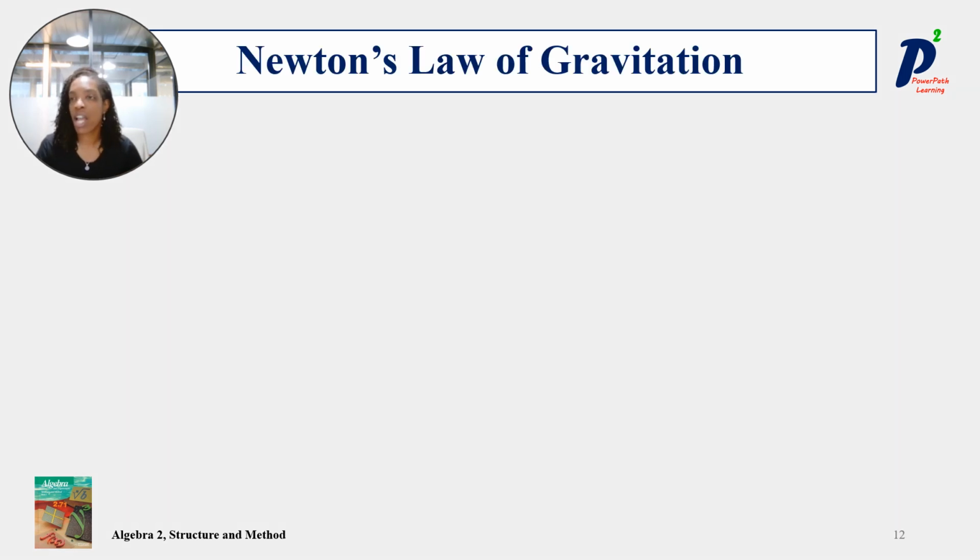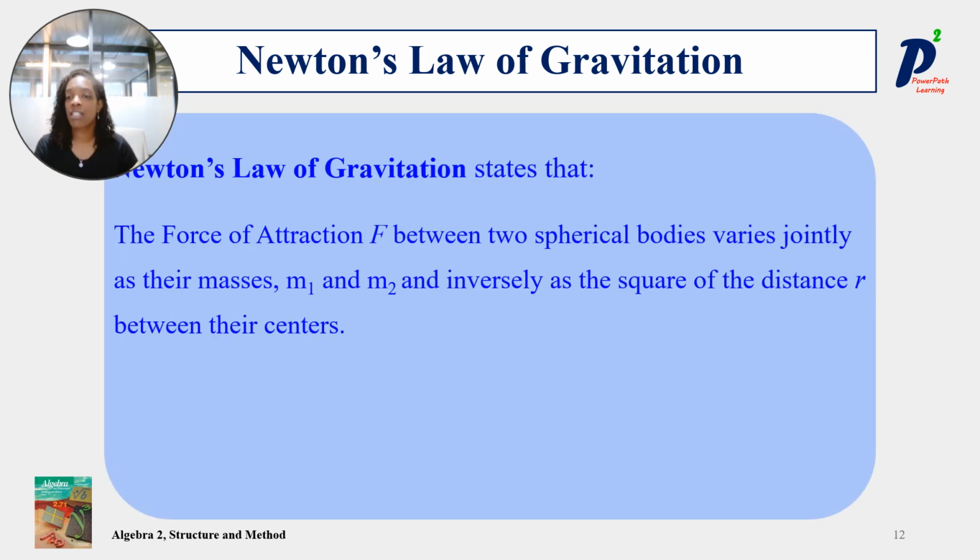Inverse and joint variation have many applications in physics and other sciences. For example, Newton's law of gravitation measures the force of attraction between two spherical bodies. Formally, the law is stated as the force of attraction between two spherical bodies varies jointly as their masses m1 and m2, and inversely as the square of the distance r between their centers.